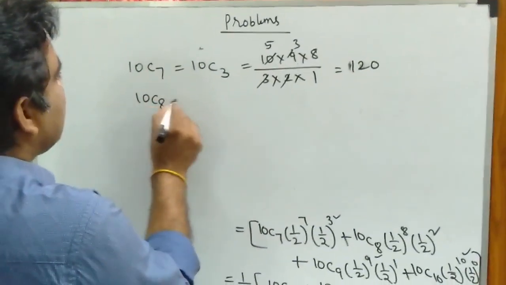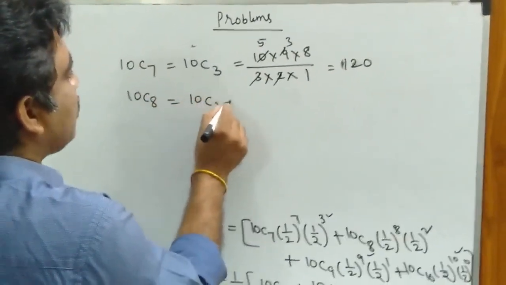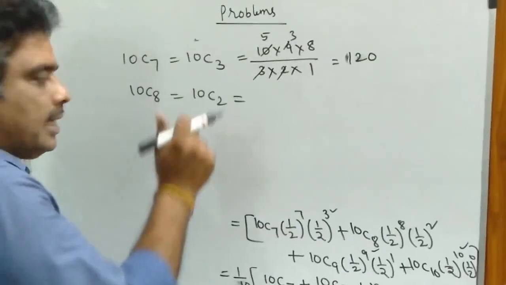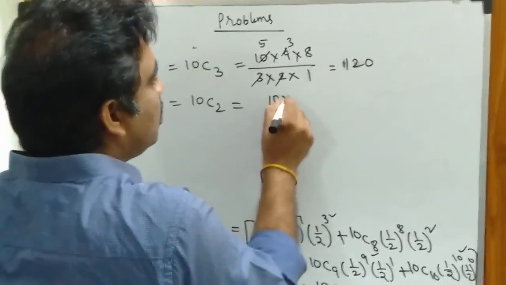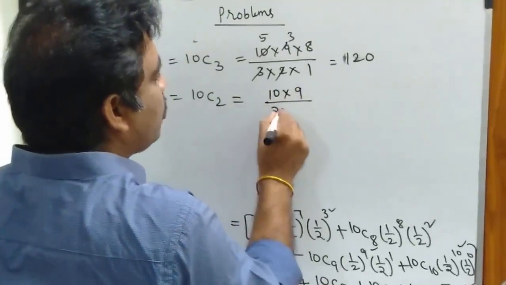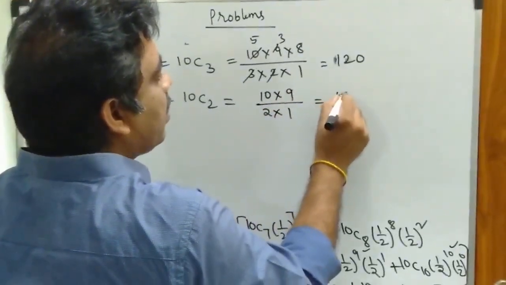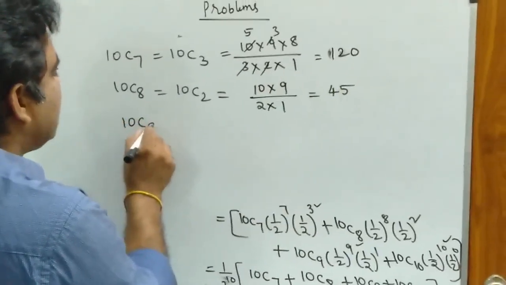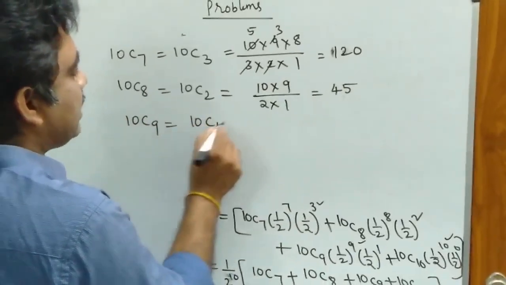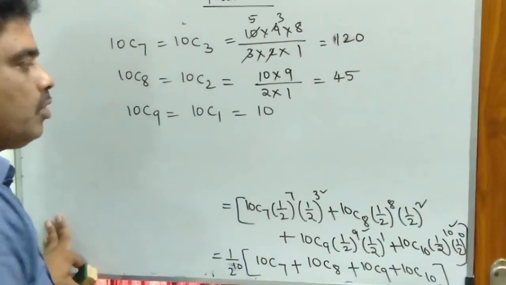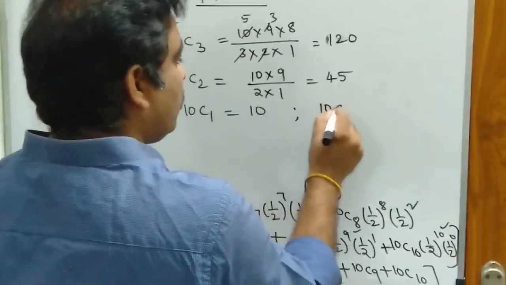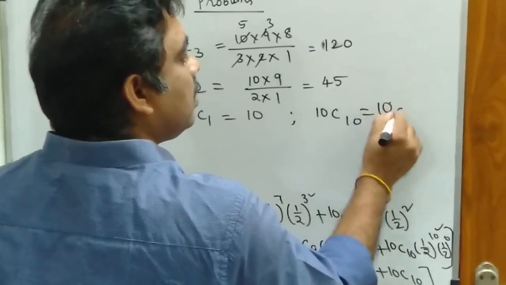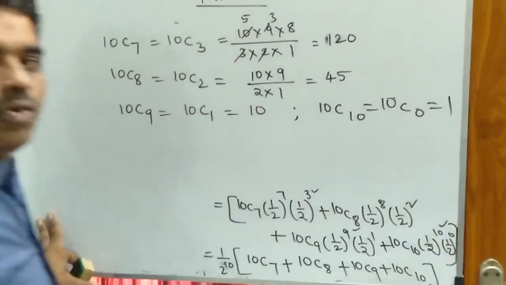Similarly 10C8. 10C8 means 10C2, since nCr is equal to nC(n minus r), 10 minus 8 is equal to 2. So 10 into 9 by 2 into 1, that is 45. 2 fives are 10, 5 nines are 45. So 10C9 is the same as 10C1, that is equal to 10. And the last value 10C10 is equal to 10C0, that is equal to 1.